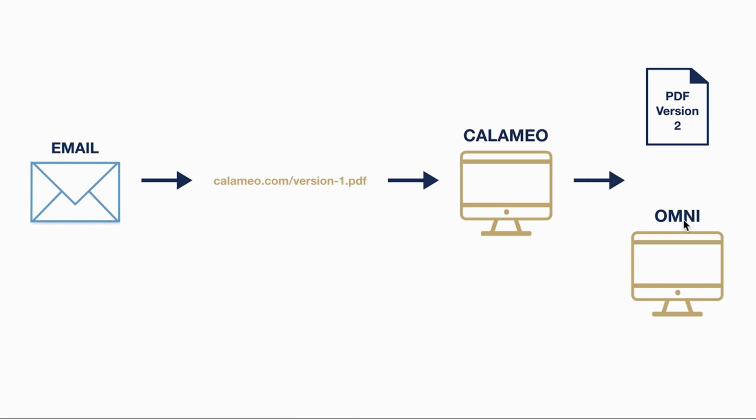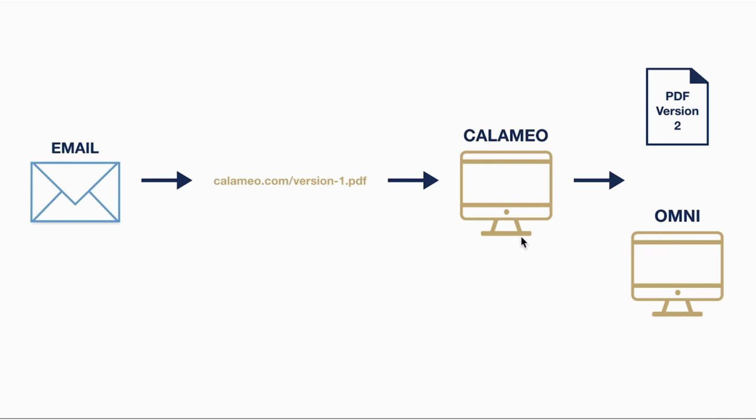Matter of fact, if you had 10 pages for whatever reason, and you had this same PDF on all 10 pages, and you needed to update it on all 10 pages, if you did it with Calameo, Calameo would automatically update for you. All you have to do is upload it to Calameo, and it would update all those links for you.